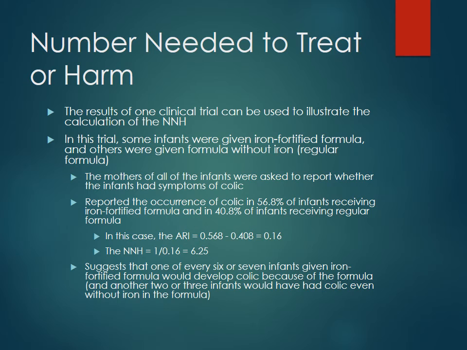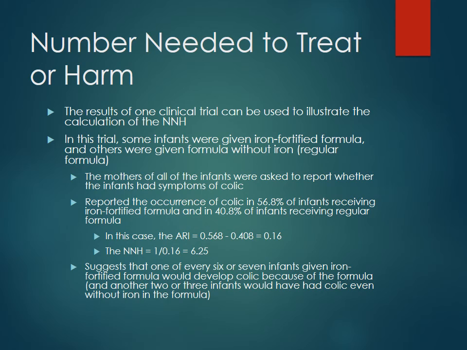So say, for instance, we were looking at one clinical trial that can illustrate this concept. Say we're looking at the rates of colic occurring in infants who were either fed iron-fortified formula or those that just had regular formula. In this case, the mothers of all the infants were asked to report whether or not the infants had the symptoms of colic. So that was their outcome here. When they looked at the occurrence of colic, they saw that in those that got the iron-fortified formula, they had 56.8%. And in those that just had the regular formula, it was 40.8%.